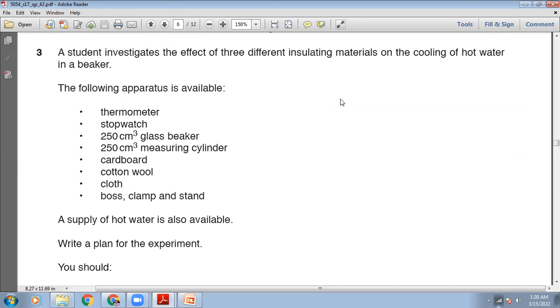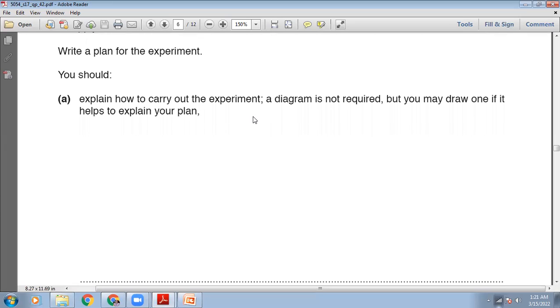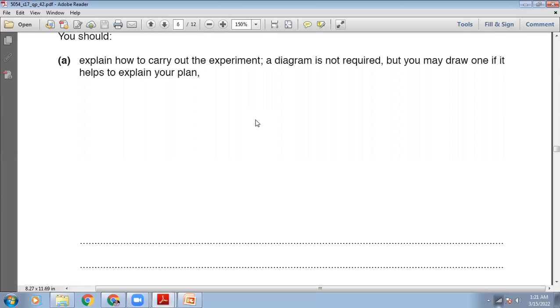A student investigates the effect of 3 different insulating materials on cooling of hot water in a beaker. The following apparatus is available: thermometer, stopwatch, 250 cubic centimeter glass beaker, 250 cubic centimeter measuring cylinder, cardboard, cotton wool, cloth, boss clamp, and stand. A supply of hot water is also available. Write a plan for the experiment. You should explain how to carry out the experiment. A diagram is not required, but you may draw one if it helps to explain your plan.